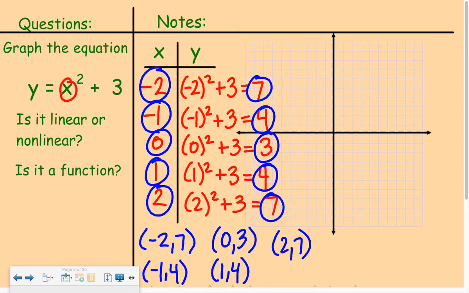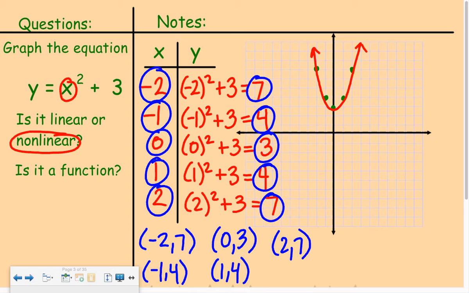All right, let's start graphing them. So -2, 7. -1, 4. 0, 3. 1, 4. And 2, 7. So if we connect these points, they are not going to make a straight line this time. This is called a parabola. Anything with an exponent will make a parabola. So a parabola is nonlinear.